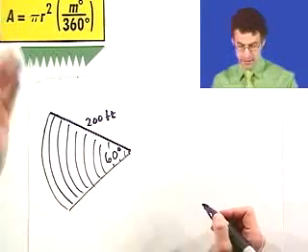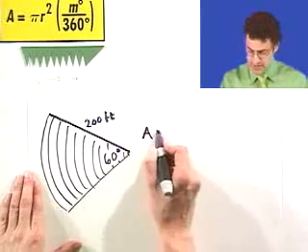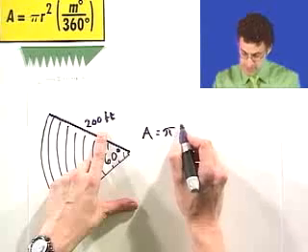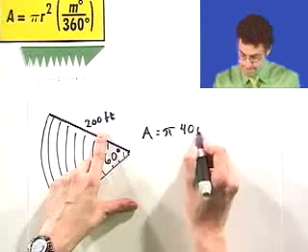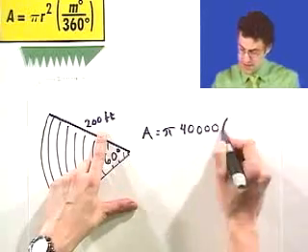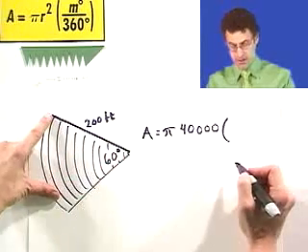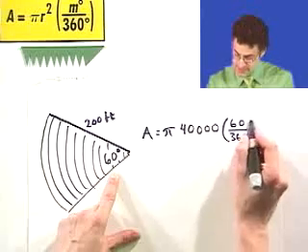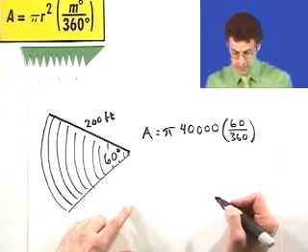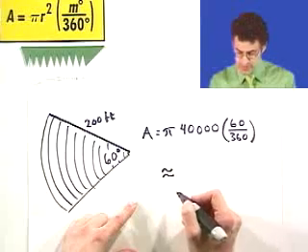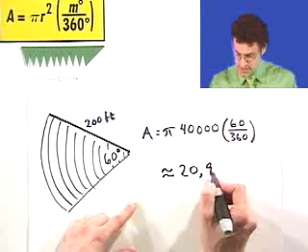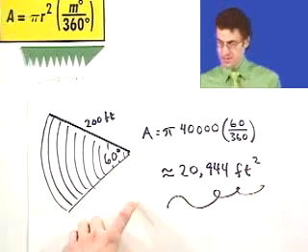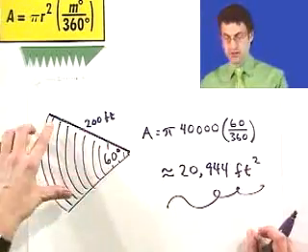So how do we find it? Well, we have the formula. The area equals pi r squared, so that's going to be pi times 200 squared, which is going to be 40,000 pi, times the appropriate fraction. So what fraction of the circle is this? Well, it's going to be 60 divided by 360, which is a sixth of it, and that works out to be 20,944 feet squared, approximately. And so that's the area of this particular sector.